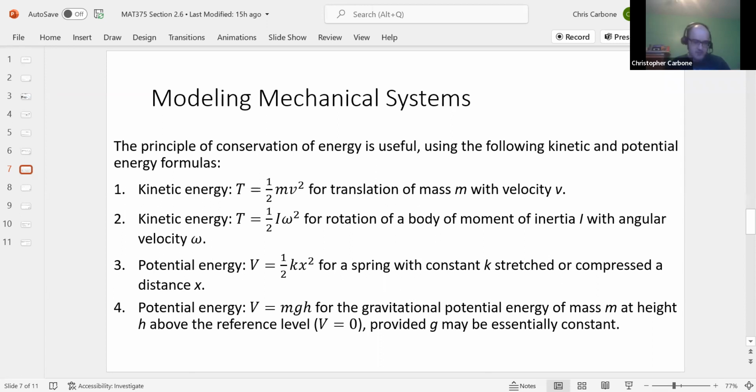And capital V is equal to m times g times h for the gravitational potential energy of mass m at a height h above the reference level, V being 0, provided that g, the gravitational constant, may be essentially constant.